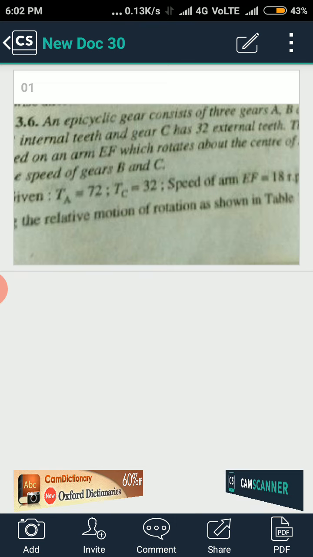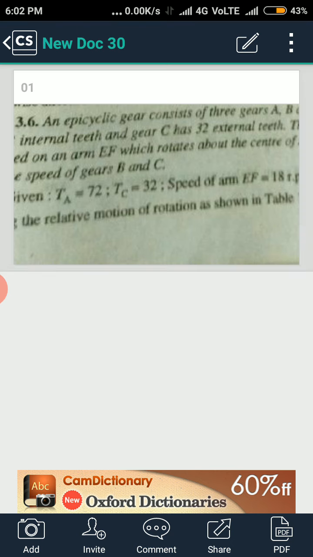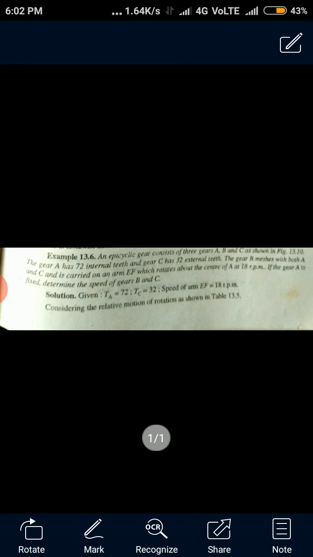An epicyclic gear consists of three gears A, B, and C as shown in the figure. The gear A has 72 internal teeth. When he says internal teeth, that means gear A is meshing internally. We'll come to know once we see the sketch. And gear C has 32 external teeth. Then gear B meshes with both A and C.